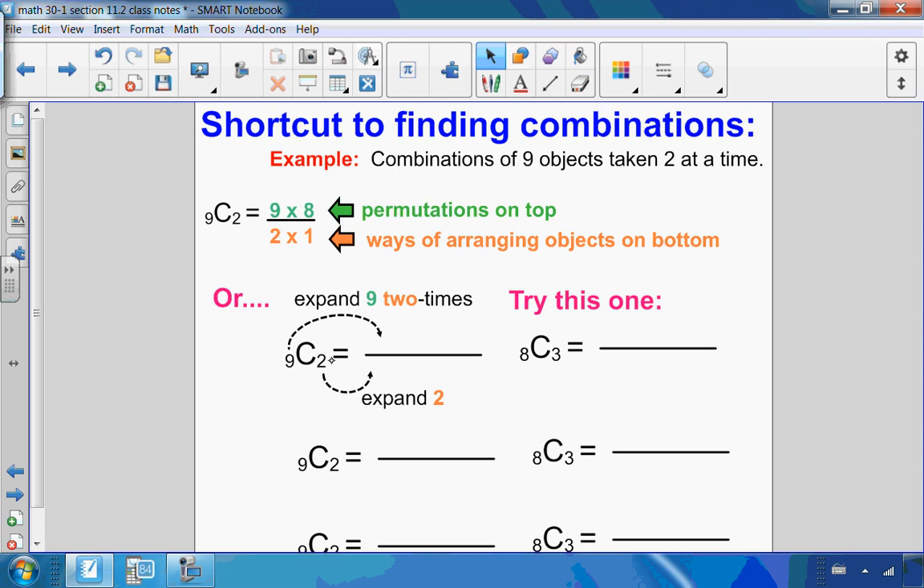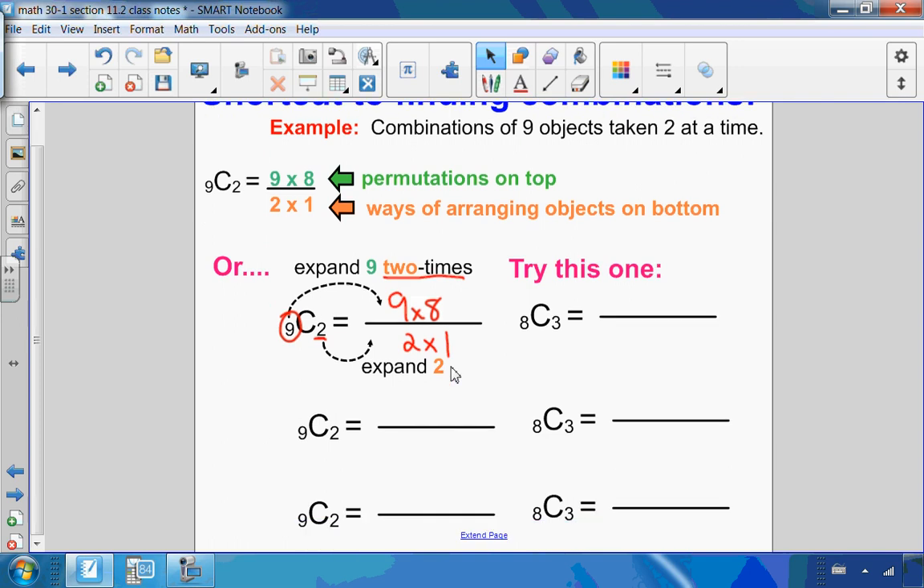So 9C2, you take your number 9 and you expand it 2 times. Why 2? Because there's a 2 there. 9 times 8, that's the permutations on top. Then I take the 2 and I expand that 2 times 1. So looking at this, I can see a nice way to simplify it because 8 divided by 2 is 4. So this is really the same as 9 times 4, which is 36.